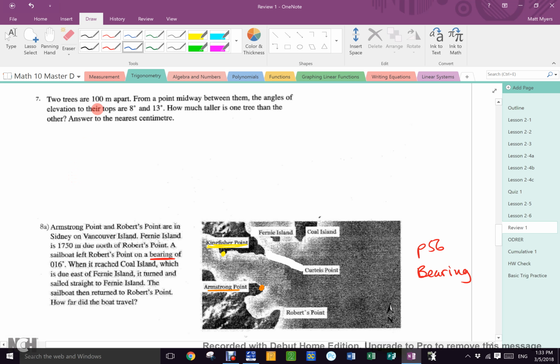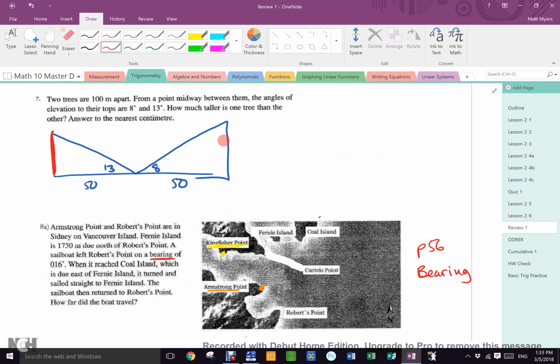Connor. What's your drawing look like for 7? Two triangles. Excellent. Okay. How far is each of the bottoms? They're each 50. Well done. What are the angles of elevation? Are they up or on the ground? Excellent. What are they? They are 8 and 13. I have a red tree and I have a blue tree. Which is the taller tree? Red. Why? Because the angle is steeper.